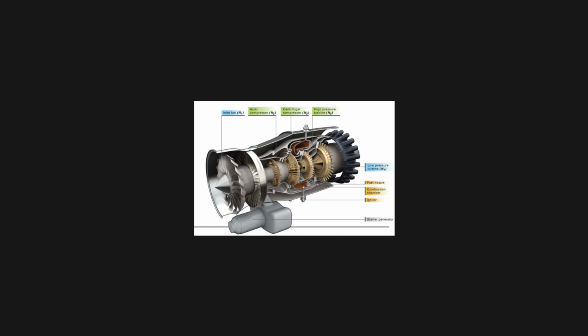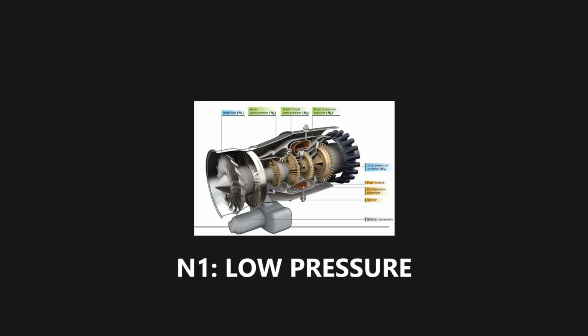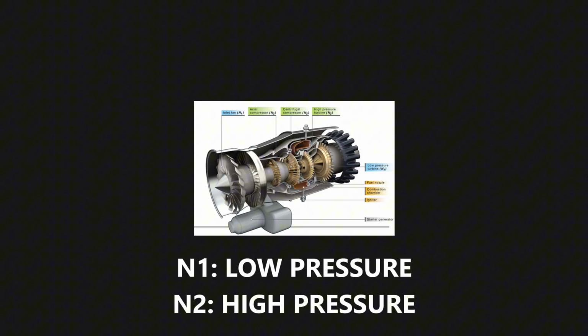And here is a simplified view of an engine. You can see we have these N1 and N2 indicators, which are important for this video. N1 is the rotational speed of the low pressure turbine and compressor spool, and N2 is the rotational speed of the high pressure turbine and compressor spool.